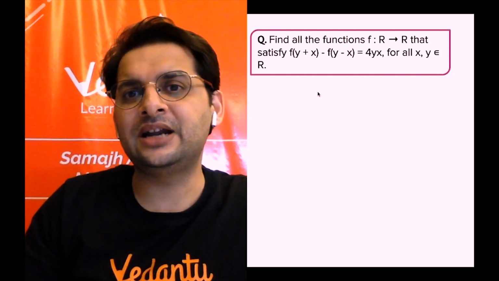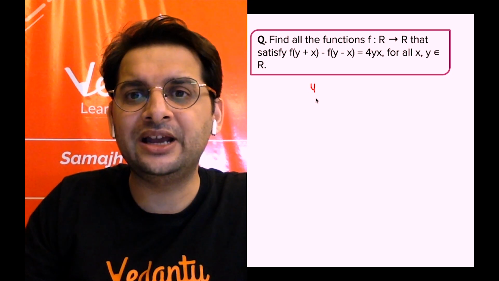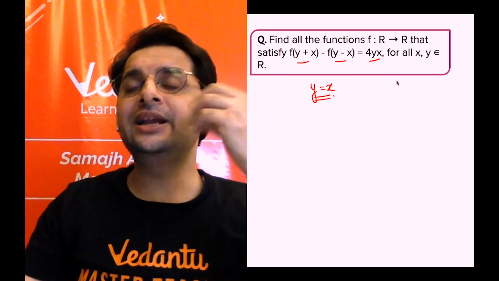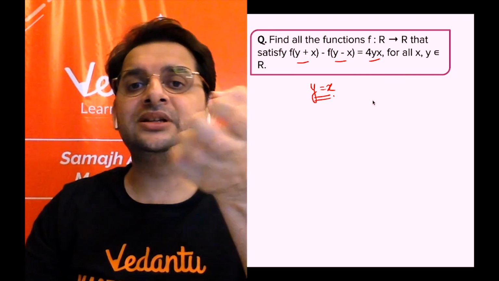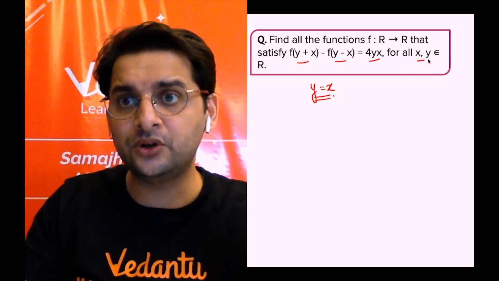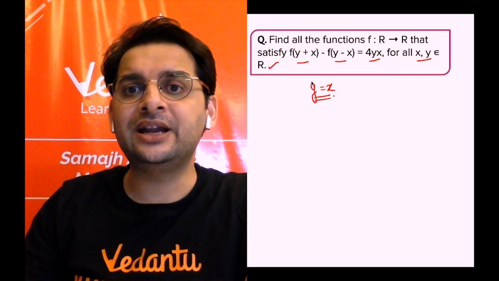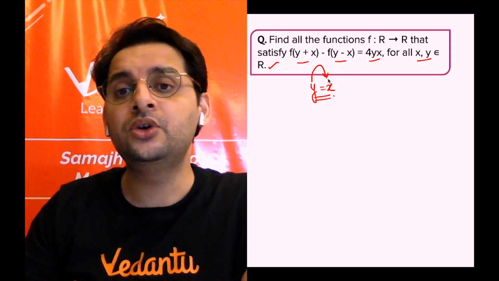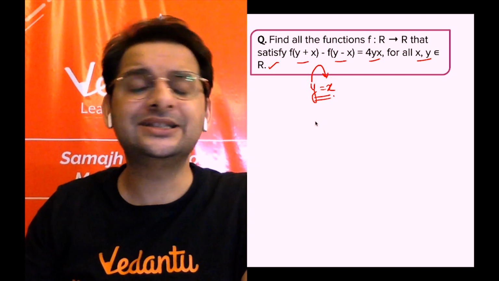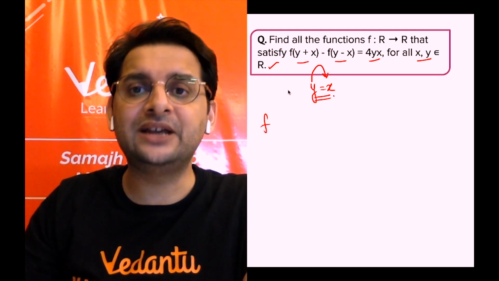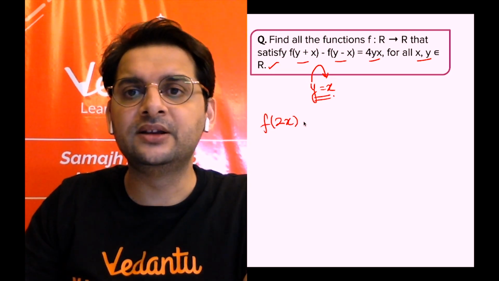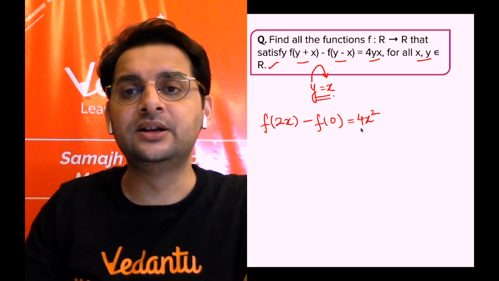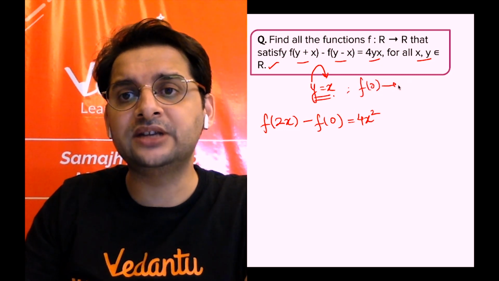One of the things that we generally do is put y as x. There are two variables involved, so the idea is to convert the two variables into a single variable. Since this is true for all x and y belonging to R, I can take y as x also. If this is true for any x and y, it will also be true when y is equal to x. Let us see what happens. If I put y as x, it will be f of 2x minus f of 0 is equal to 4x square.